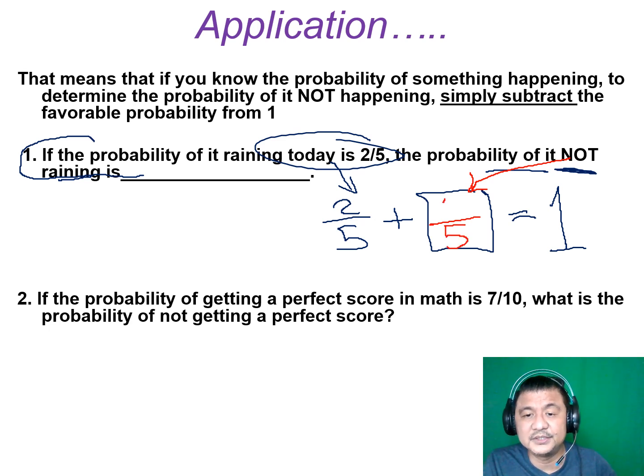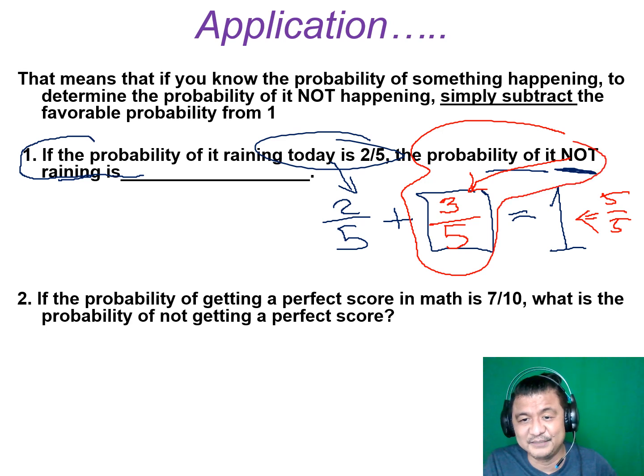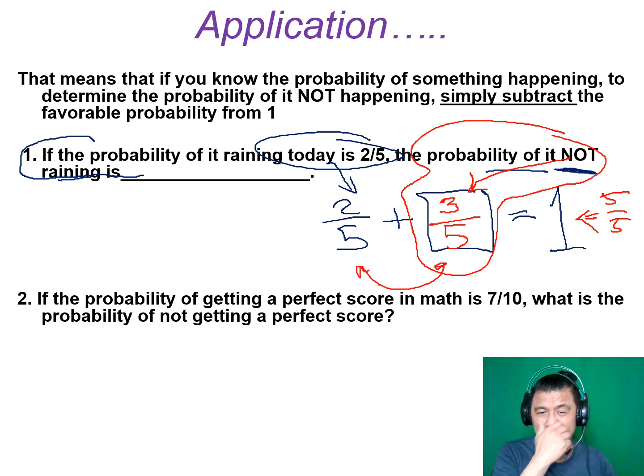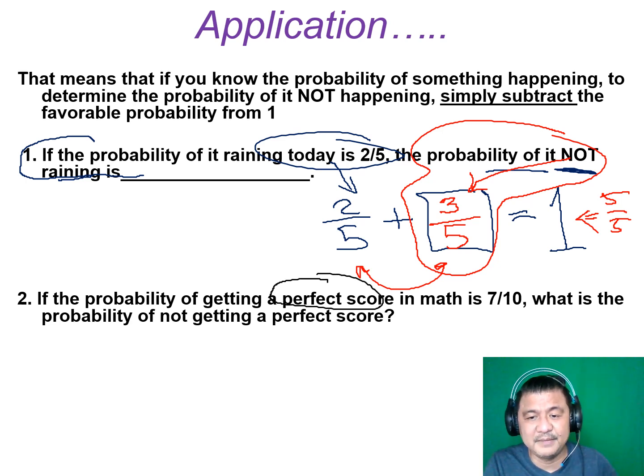And what number could this be, to make it 5 also? 3. Yes, because if you add these two fractions, it's going to be what? 5 over 5, which is equal to 1. Okay, which has more probability, raining or not raining? More probability for not raining because it's bigger. But if you add them, it's always equal to 1. Remember that.